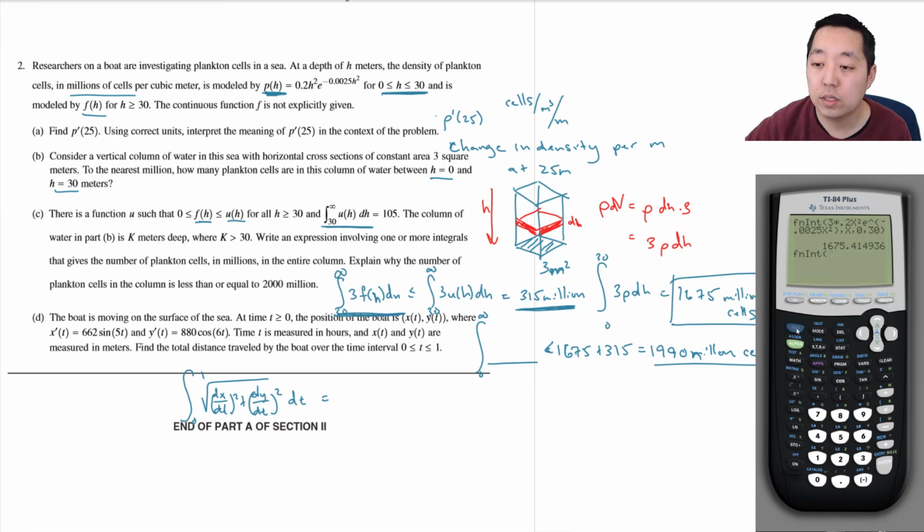We're going to integrate the square root of dx/dt, which is 662 sine 5t, squared, plus, I need to square all of that thing, so I need to be a little careful here, because I got to square the 662 also. Plus 880 cosine of 6t, squared. So I did the square root of all of that. I'm integrating from 0 to 1.